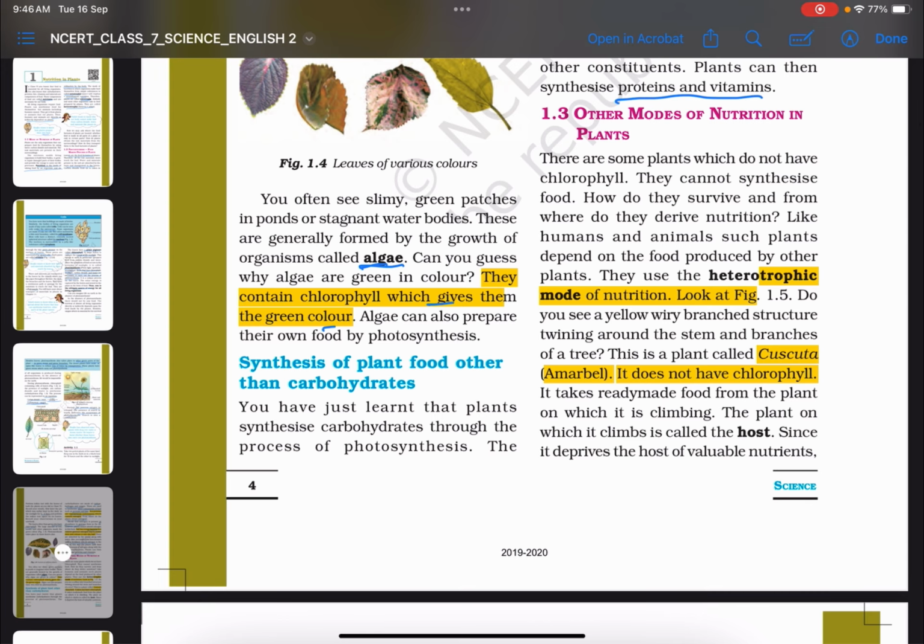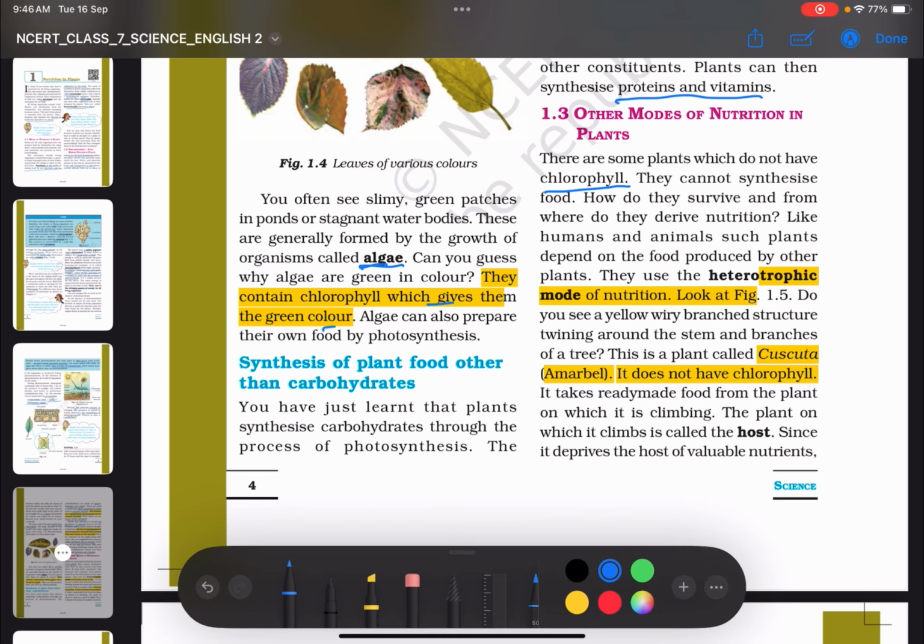1.3 Other modes of nutrition in plants. There are some plants which do not have chlorophyll. They cannot synthesize food. How do they survive and from where do they derive nutrition? Like humans and animals, such plants depend on the food produced by other plants. They use the heterotrophic mode of nutrition.